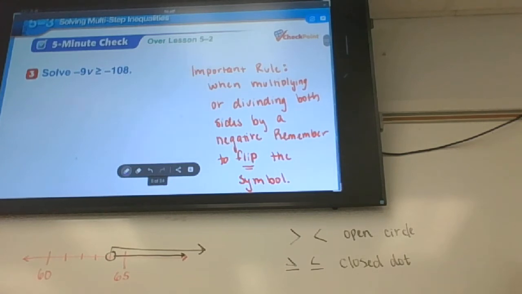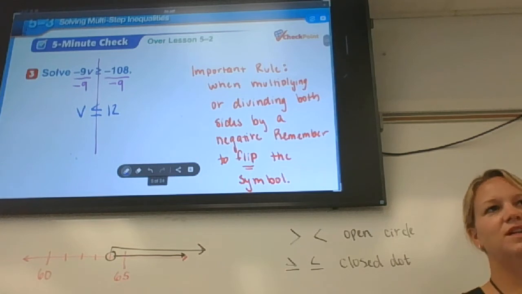Okay, so I'm gonna put the line in. Instead of multiplying, you divide. No, that's not what it means. I'm gonna divide by -9. What did you guys figure out 108 divided by 9 is? Watch my symbol.